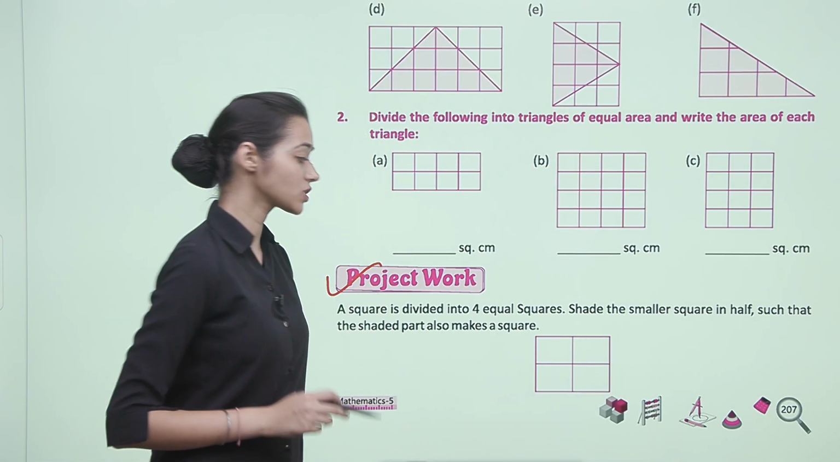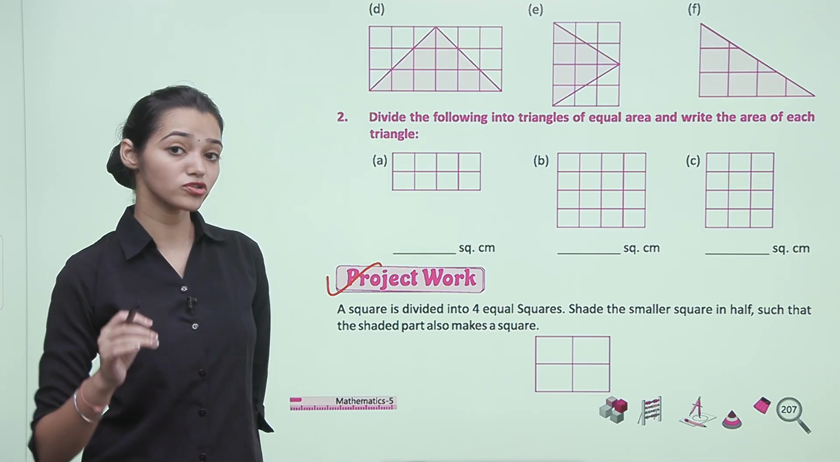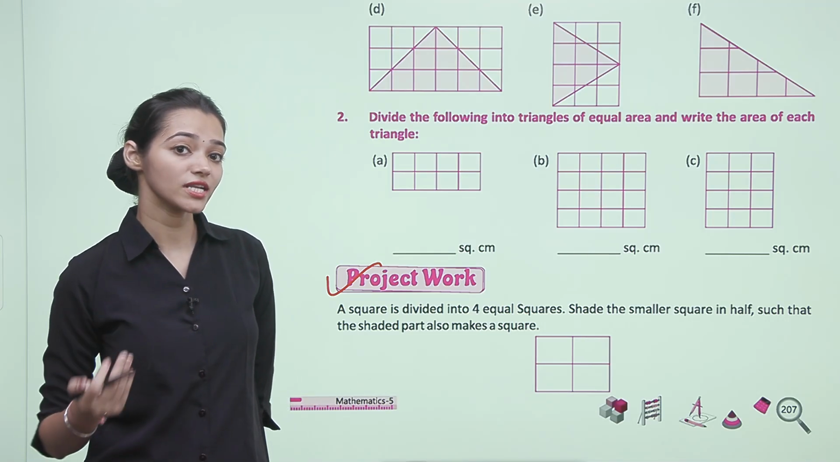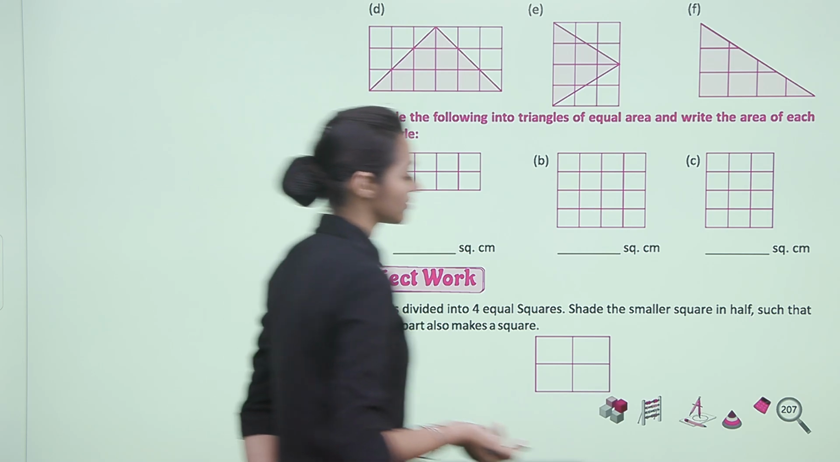Now let's look at the project work. A square is divided into 4 equal squares. We have to shade the smaller square in half such that the shaded portion also makes a square.